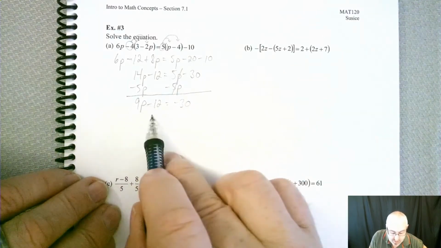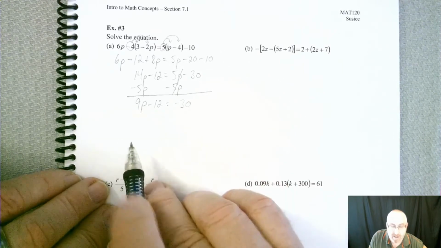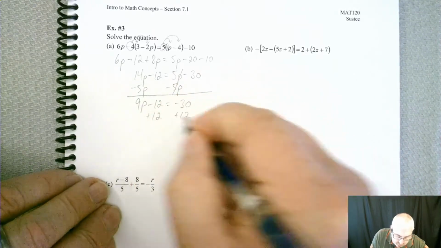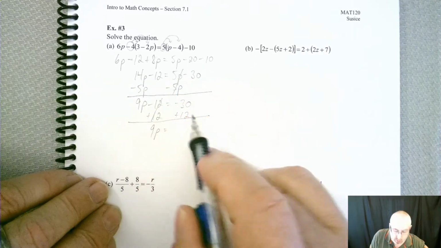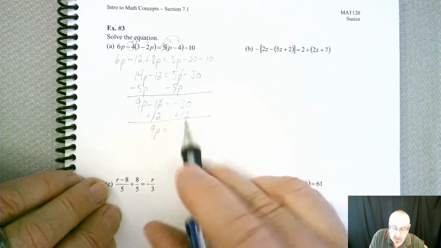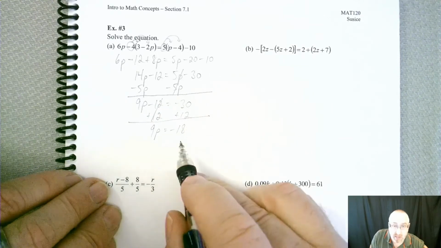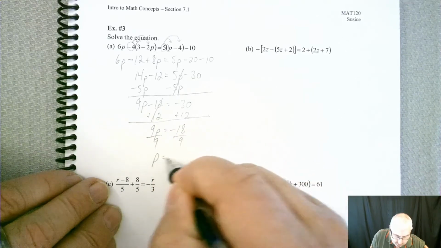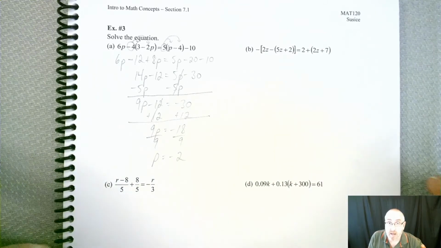Now we got to move these numbers. So the 9 goes next, or the minus 12? Yeah, the minus 12. And we got to do the opposite. So plus 12 and plus 12. So we got 9p equals, so negative 30, positive 12. It's going to be negative 18. So we got 9p equals negative 18, and then the last step is divide. So p equals negative 2. So that should be it.